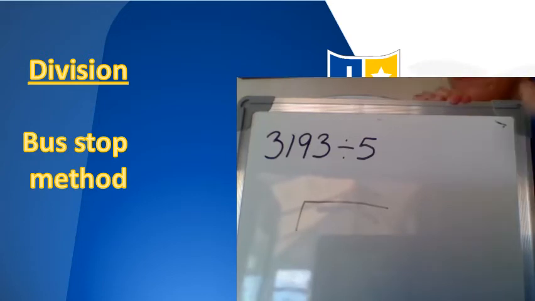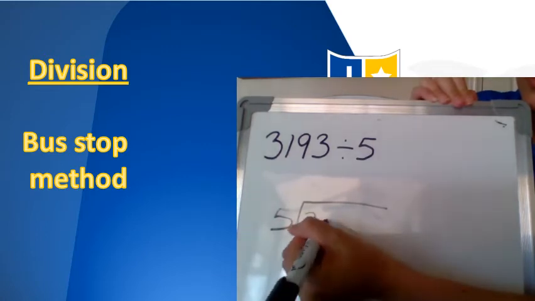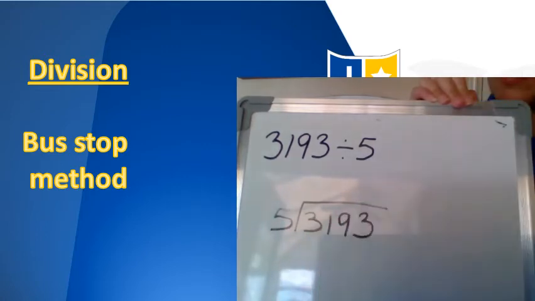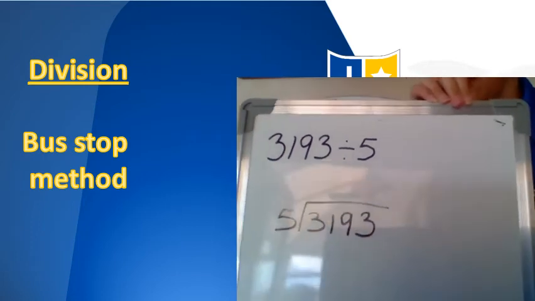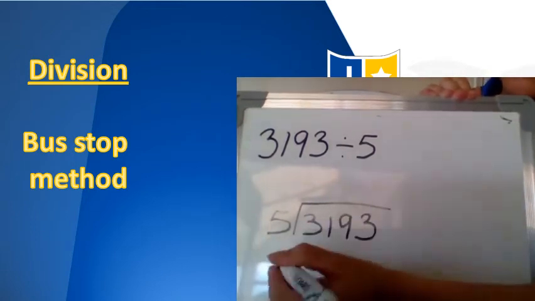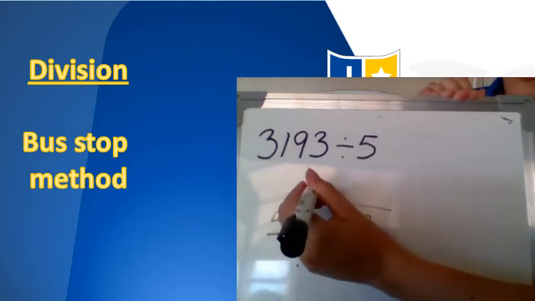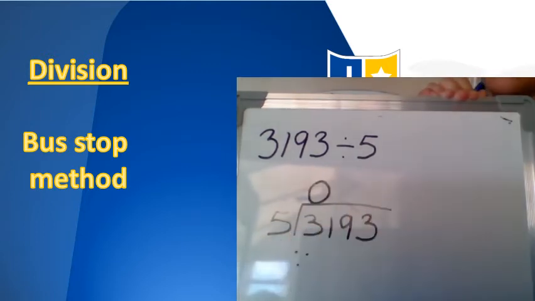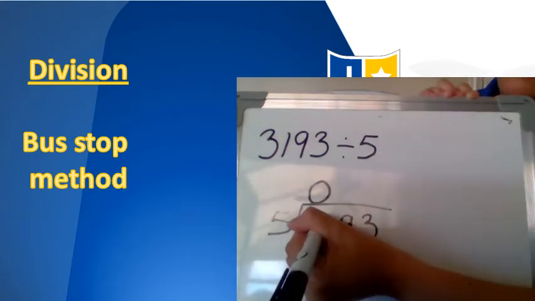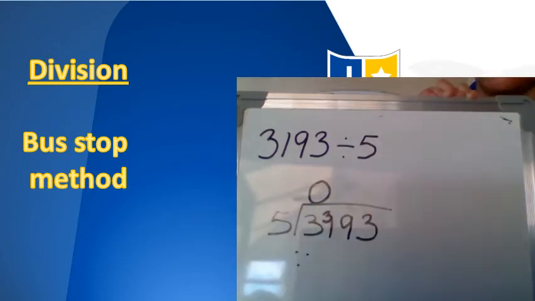Okay, so I've drawn my bus stop and I'm going to pop in my digits. So first of all, we're going to be thinking about how many 5s go into 3. I cannot fit any 5s into 3, so I need to put a 0 here because 5 is bigger than 3. Remember that we cannot just ignore that 3 though. That is still 3 thousands that I need to include in my answer somewhere to help me get my answer. So I'm going to pop my 3 here now. I'm going to exchange it into this column.